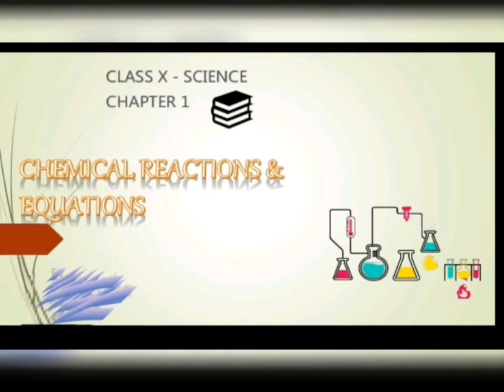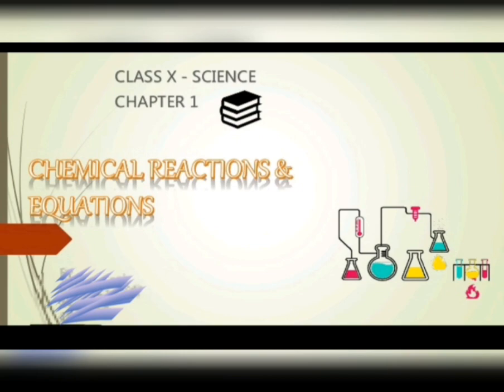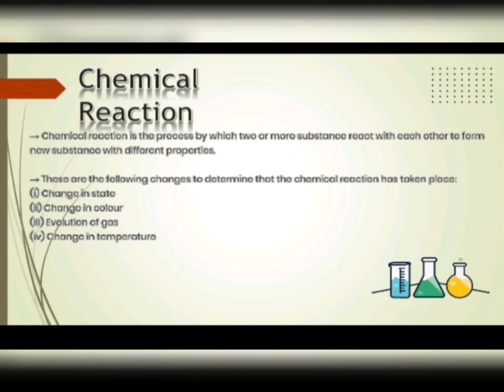Let's continue our chapter Chemical Reactions and Equations. So far, we have discussed what chemical reactions are. So now we know that a chemical reaction is the process by which two or more substances react with each other and form a new substance, a new product with new properties.